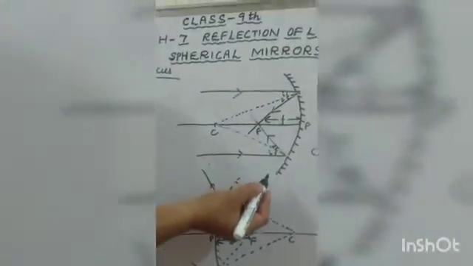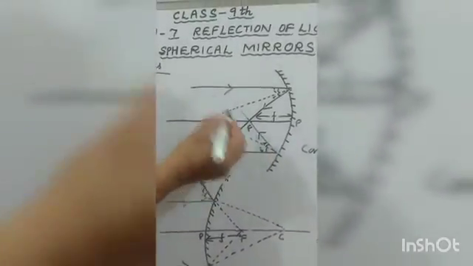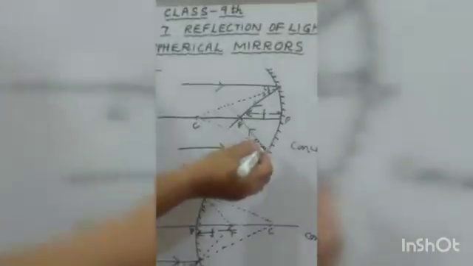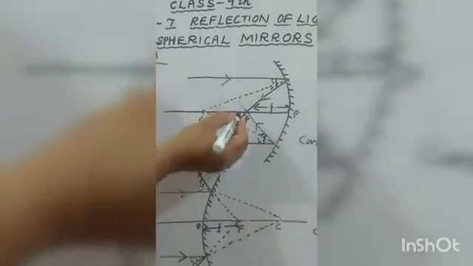Thus, the focus of a concave mirror is a point on the principal axis through which the light rays incident parallel to the principal axis pass after reflection from the mirror. If the rays are parallel to the principal axis, after reflection they will all pass through the same point. This is called the focus.